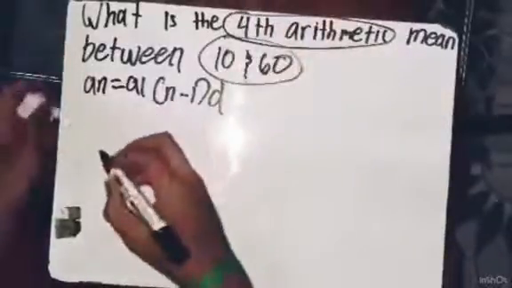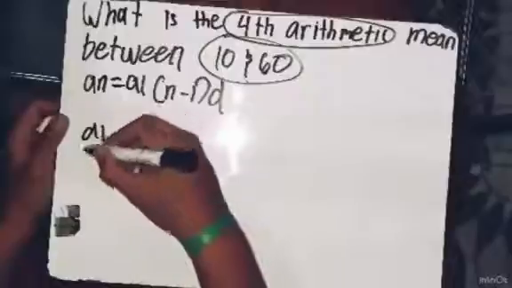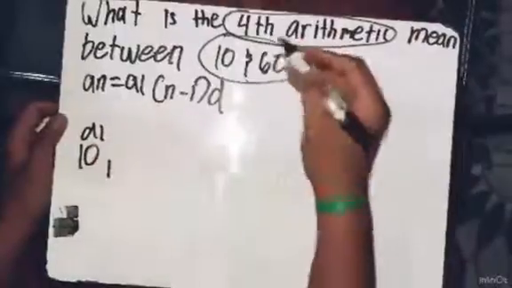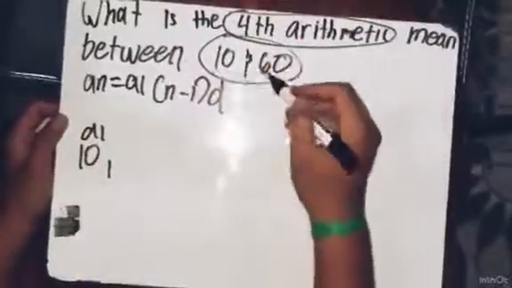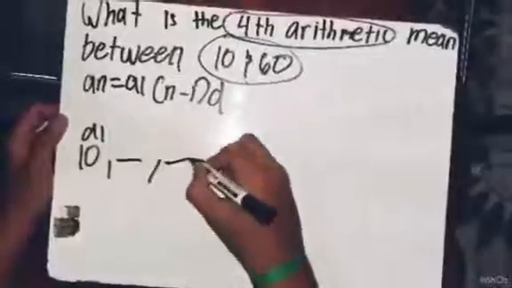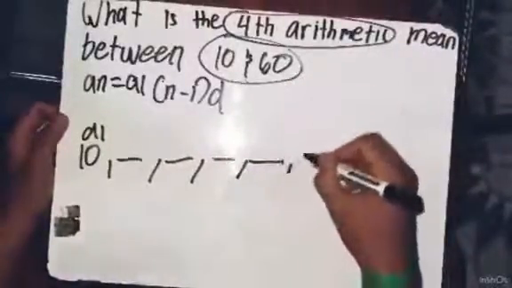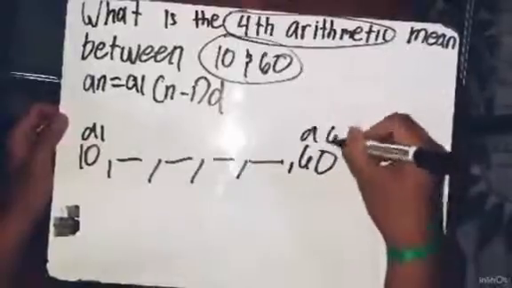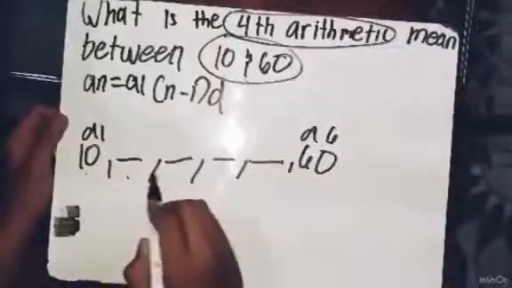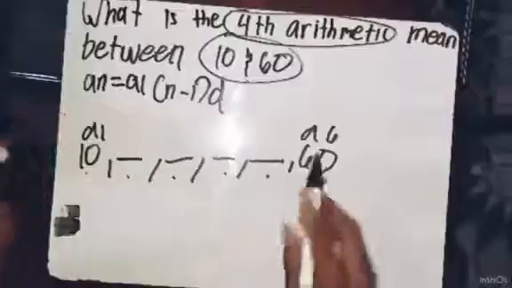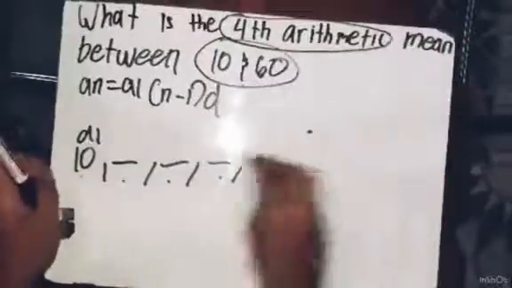So now, a1 is 10. Now, the fourth arithmetic mean between 10 and 60 will be 1, 2, 3, 4. And that will be 60. So that will be a6. Because 1, 2, 3, 4, 5, 6. Now we get that settled. Let's move on to how to solve.